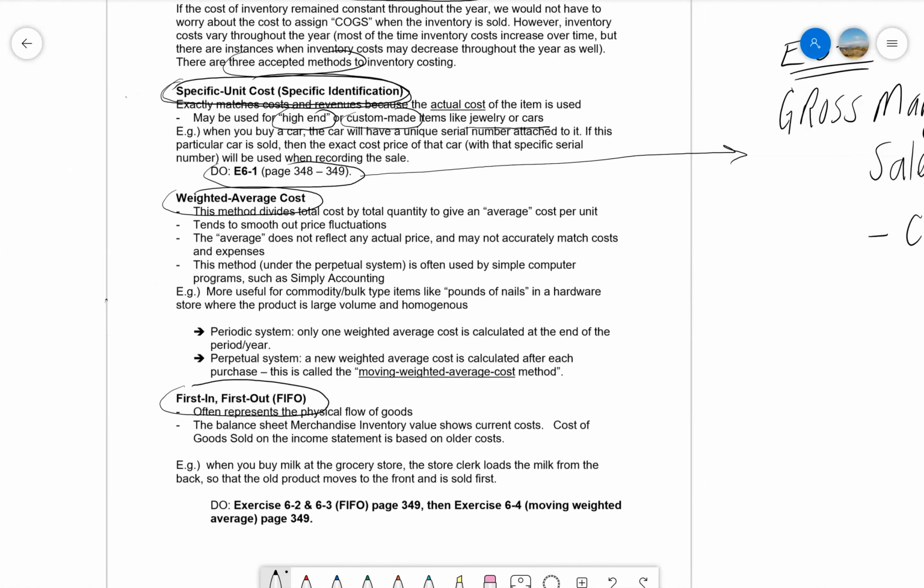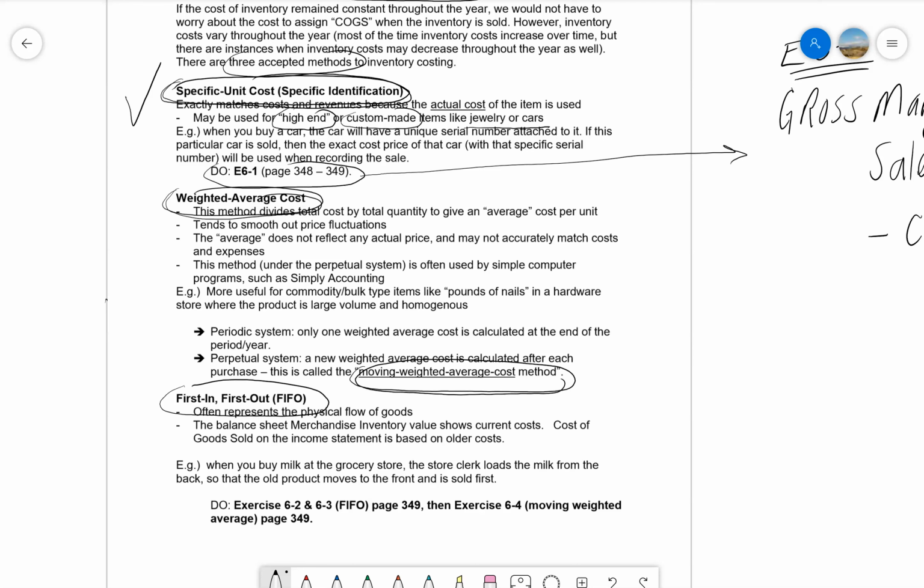So we've dealt with specific unit and now we're going to talk about weighted average. Well, weighted average, also known as moving weighted average, if we're looking at the perpetual inventory system, this is going to be used for items that we basically maybe sell in bulk. Maybe items that are non-perishable. Perishable are items that spoil quickly. So non-perishable items that maybe sell in bulk or that we sell a lot of, we might use a weighted average cost.